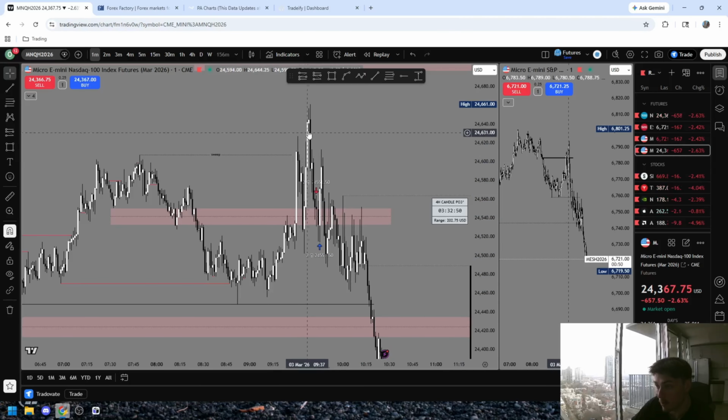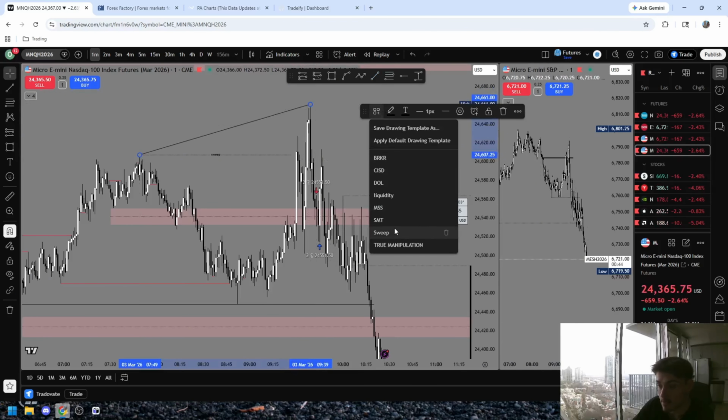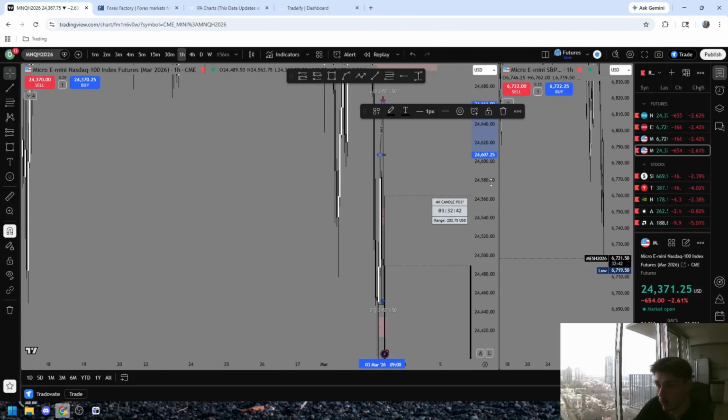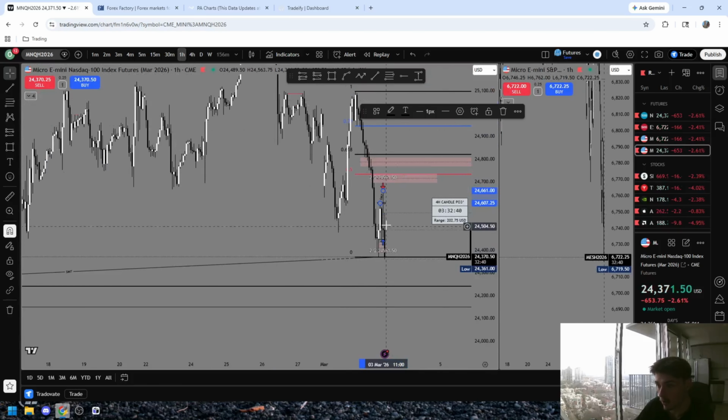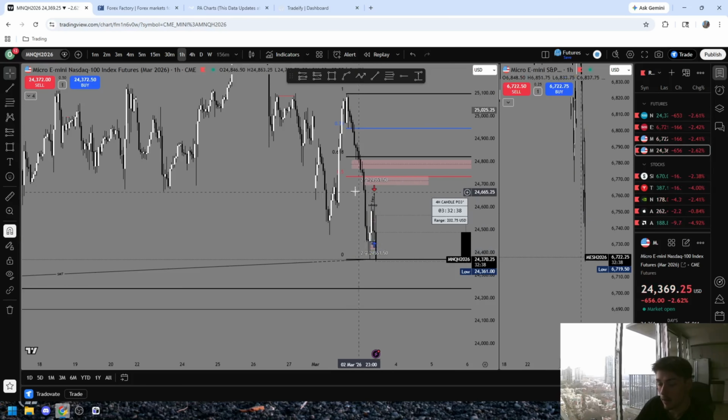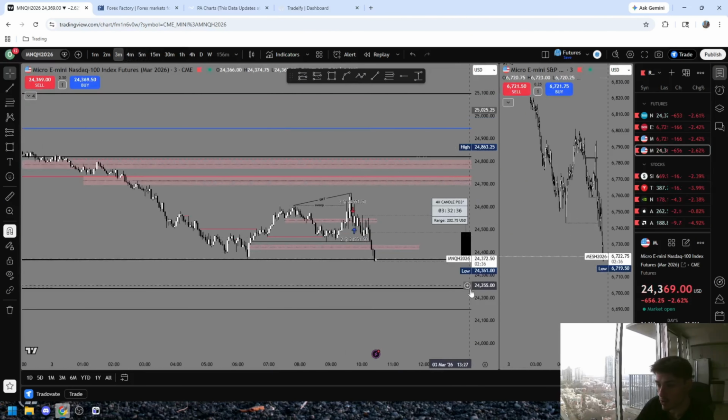We came up, manipulated one more time. We also had an SMT at these highs here, right here. SMT inside of hourly fair value gap. Overall, we are clearly bearish because we sold off 700 points. So I was still looking for shorts.